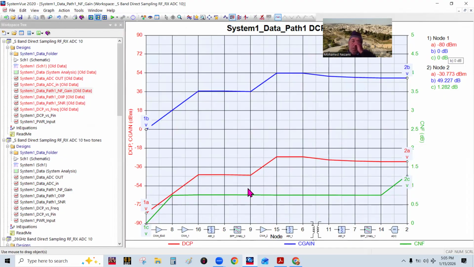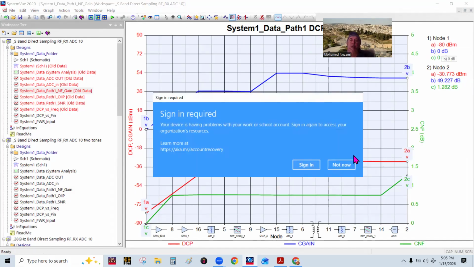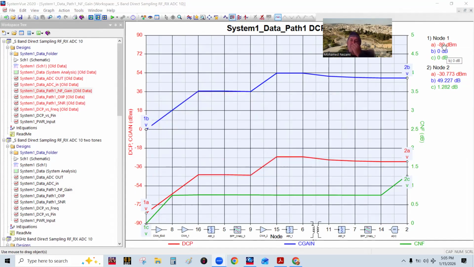So we start out, the input is minus 80 dBm, and right at the ADC output, we can see that the signal is minus 30. Now if you subtract minus 30 from minus 80, that's 50 dB. And that's really the gain that we intended for this receiver.